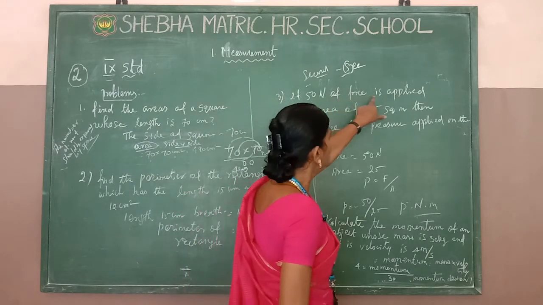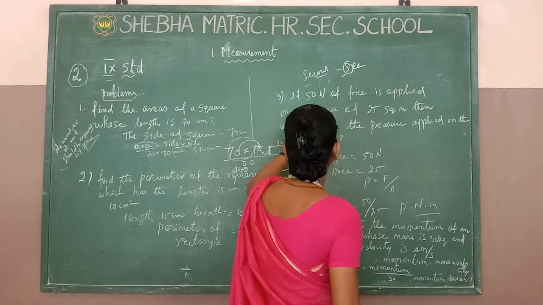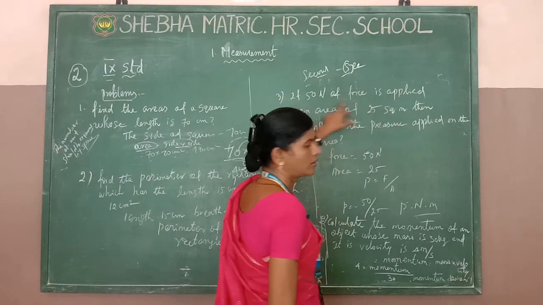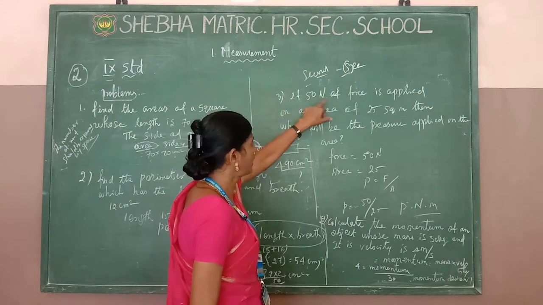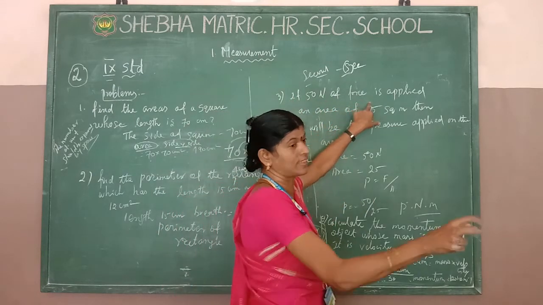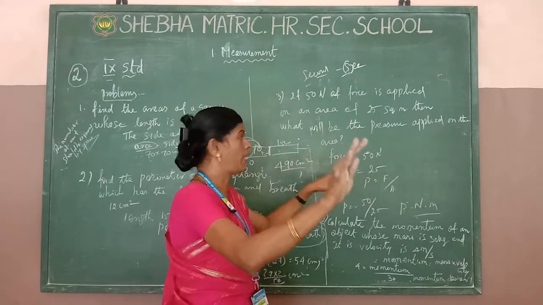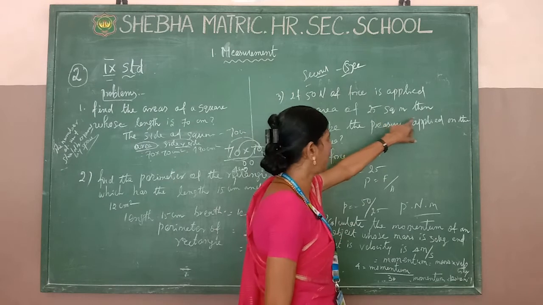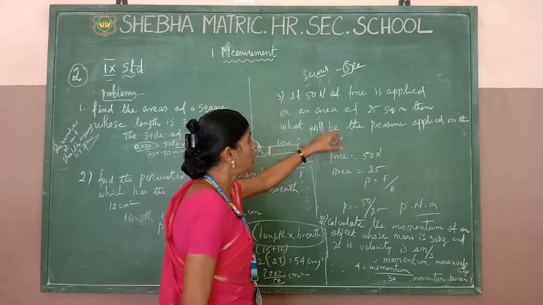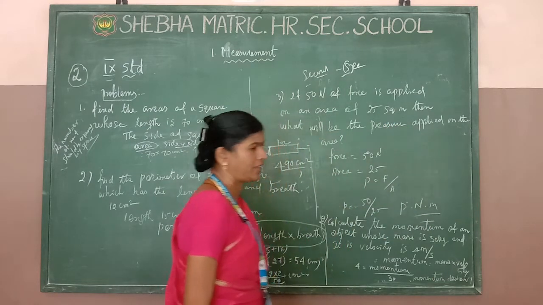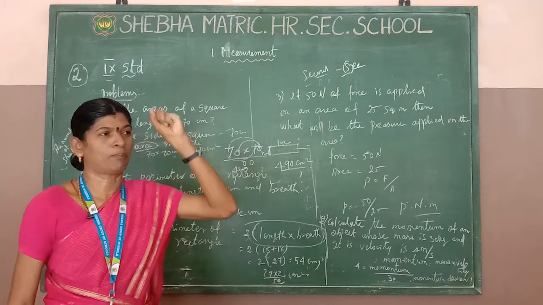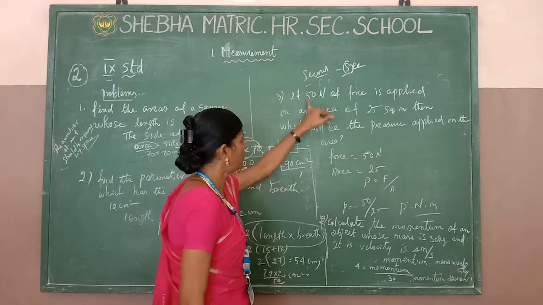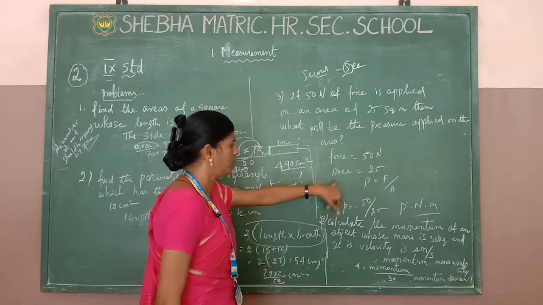If 15 newton of force is applied on the area of 25 square meter, understand? If 15 newton of force is applied to the area of 25 square meter, then what will be the pressure applied on the area? Force: 15 N force is applied.